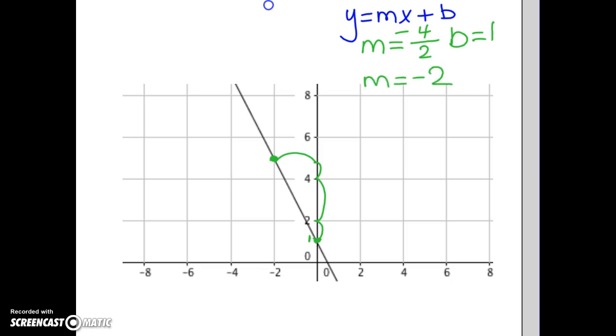So the equation of my line, I keep y, I keep equals. I change m to negative 2. I keep x. I keep plus. And I change b to the 1. And that is the equation for the graph of this line.